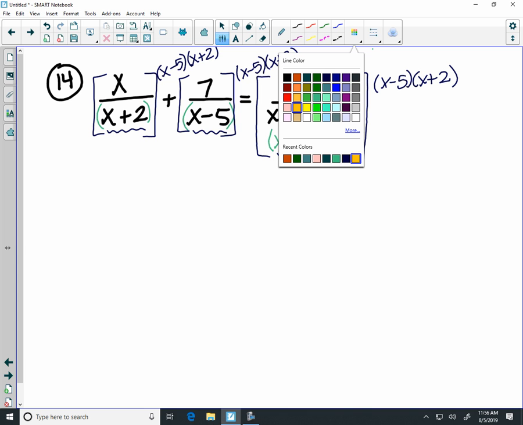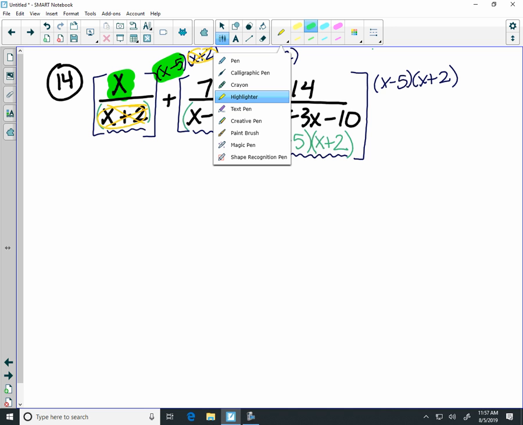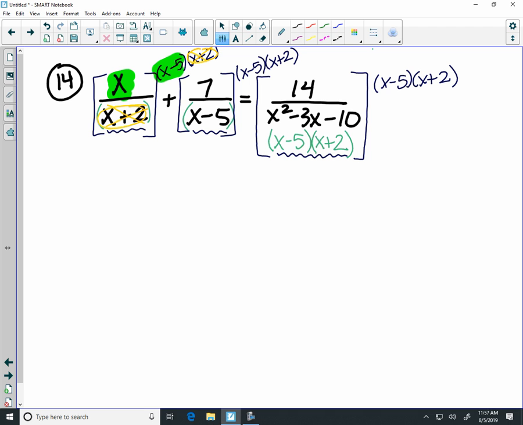So for this first fraction, I'm just going to move left to right. The x plus 2 over x plus 2 would make 1. That's what cancels this fraction. So the x plus 2's are gone. What's left, I'm going to put in green here, x times x minus 5. Here, my x minus 5's cancel. So what's left, 7 times x plus 2.